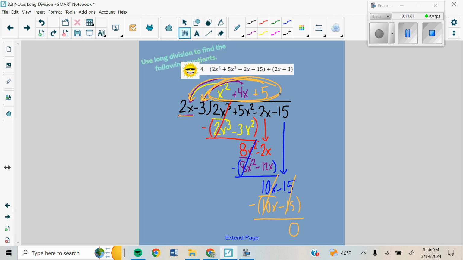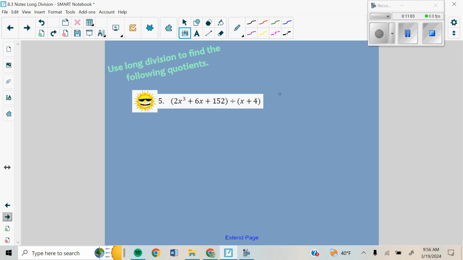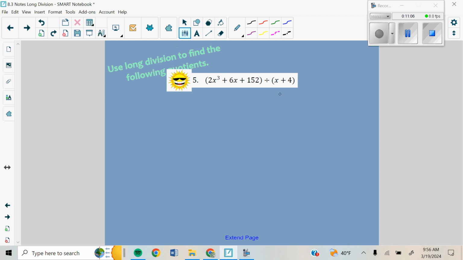All right. So let's go ahead and look here at problem 5. The first thing we want to ask ourselves is, do we need a placeholder here? And in fact, we do. If you look right here, we are missing an x squared term. So let's set this up with our x plus 4 on the outside.